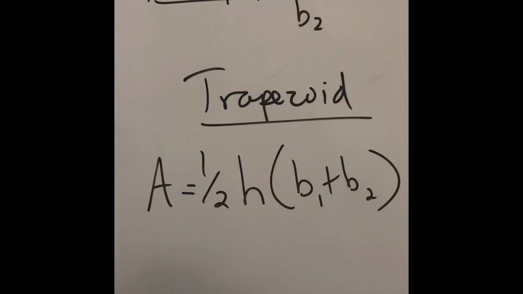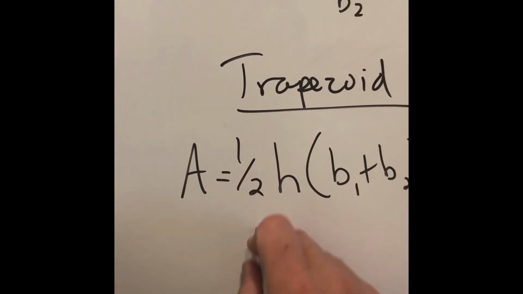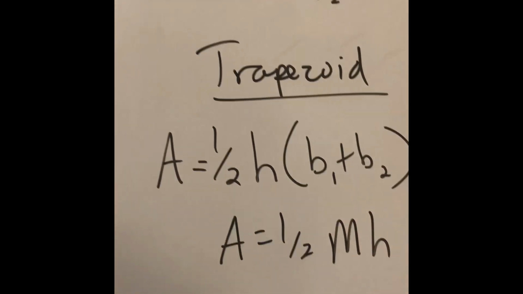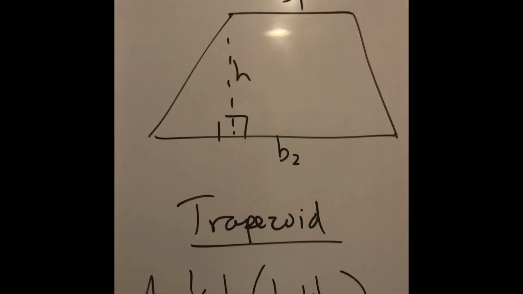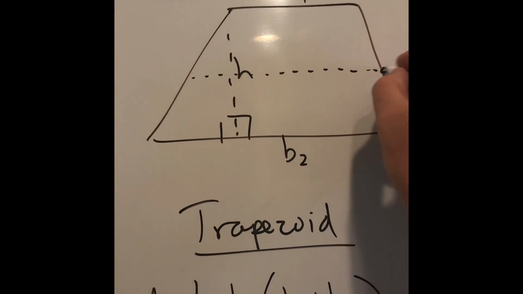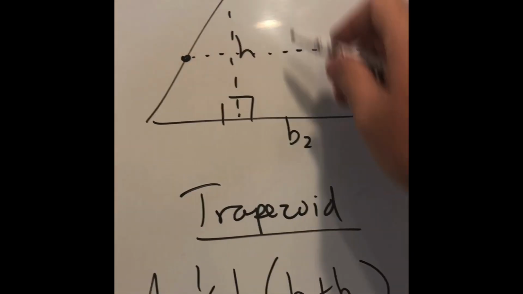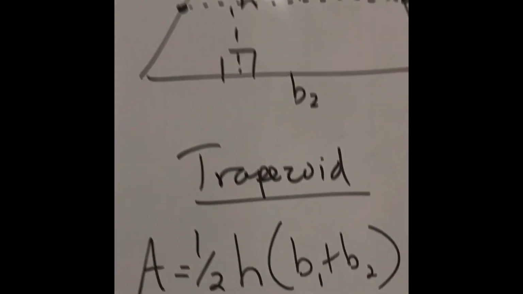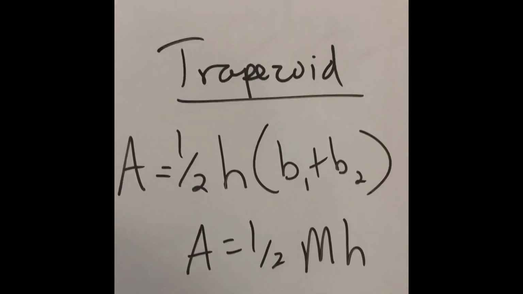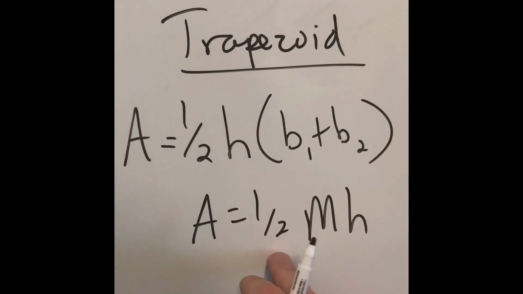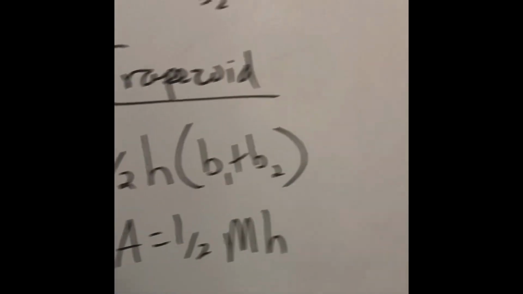What that can also be known as is 1/2 of the median times the height. If you remember from back when we did trapezoids, your median goes from the midpoint of the two legs and is half of the sum of the bases, okay? So that's another way of knowing what the area of the trapezoid is. So it's half the height times the sum of the bases, or just half the median times the height.